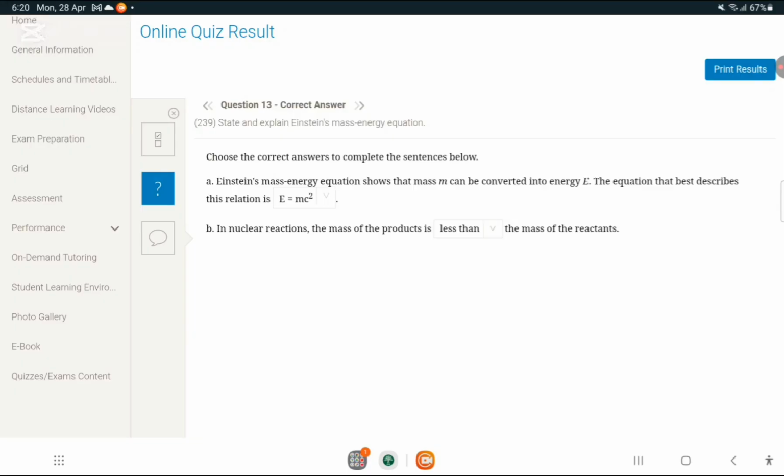In nuclear reactions, the mass of the products is less than the mass of the reactants, because the products are released in many forms. They're released in particles and electromagnetic waves, which is energy. When energy is lost, mass is lost as well. Okay, on to the next.